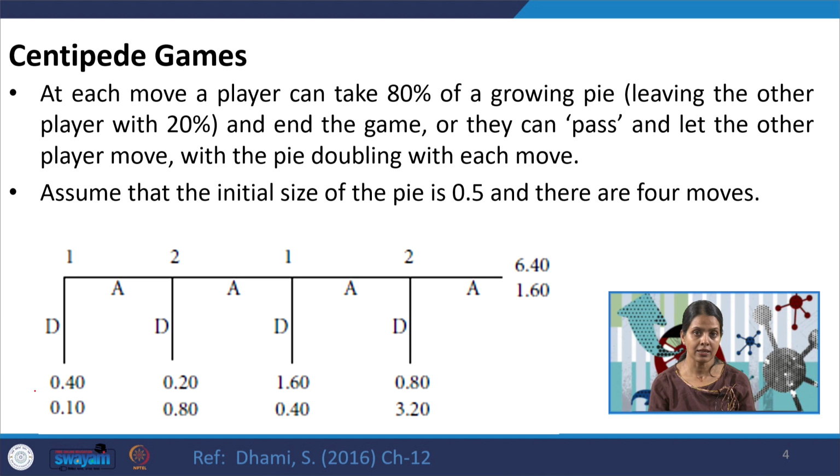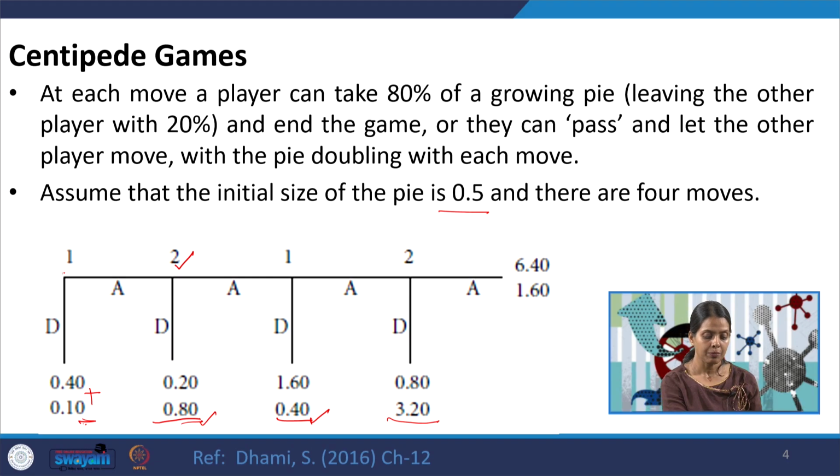As the characteristics are mentioned in the beginning, the pie size is 0.5. So, as you can see, 0.4 plus 0.1 makes it 0.5. We also said that with each move the pie doubles in size. So, in the second move the size of the pie is 1, which is double the initial amount. In the third move the size of the pie is 2, which is again double the previous one, and so on. This is just a 4 move centipede game. Centipede games are experimented with a large number of moves, including infinite moves.